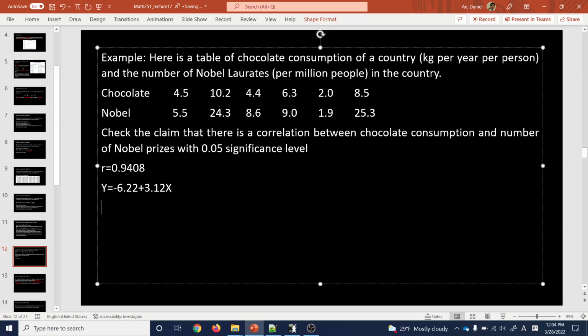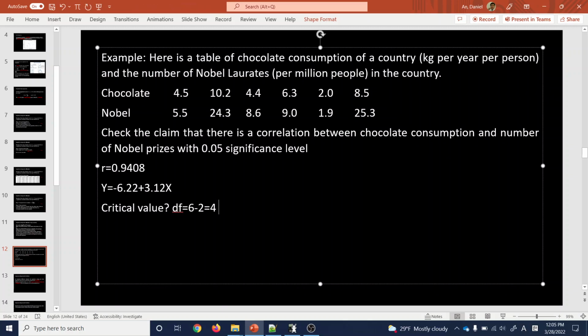Now, what's not given here is the critical value. So let's think about this one. To get the critical value, first we have to figure out the degrees of freedom. What's our degrees of freedom? N minus 2. We have 6 pairs of data, right? 1, 2, 3, 4, 5, 6 pairs of data. So the calculator also tells you the degrees of freedom as well. So it's 6 minus 2, n minus 2, which is 4, and that agrees with the calculator.